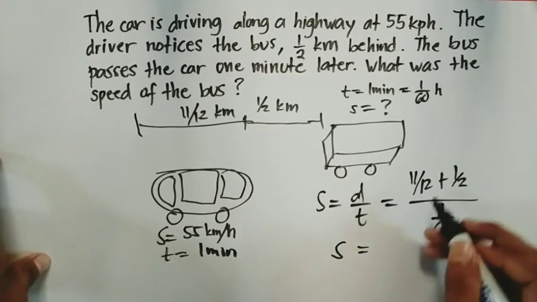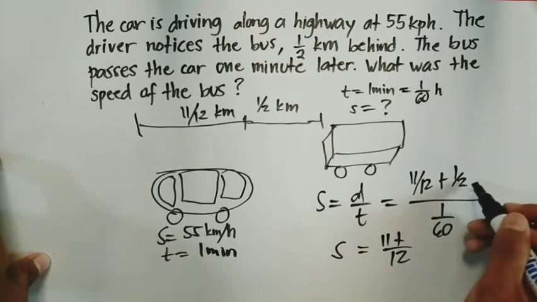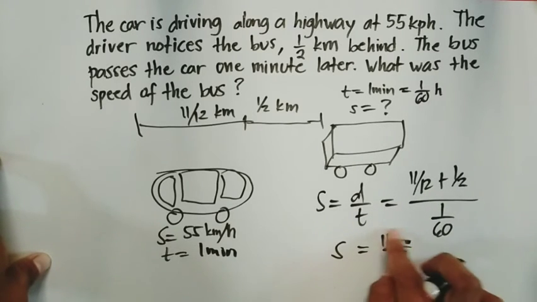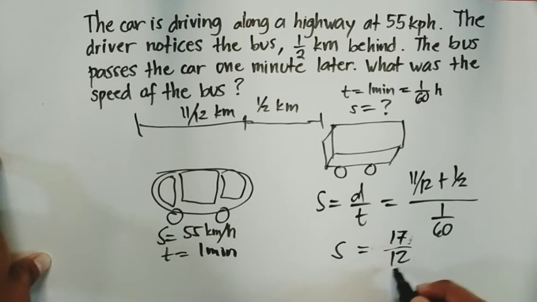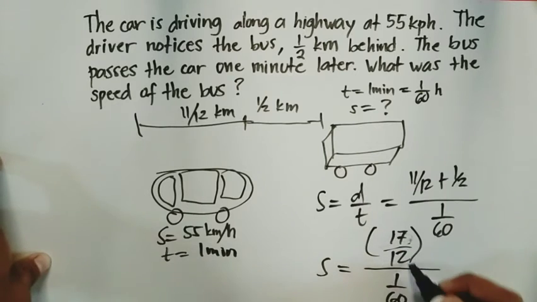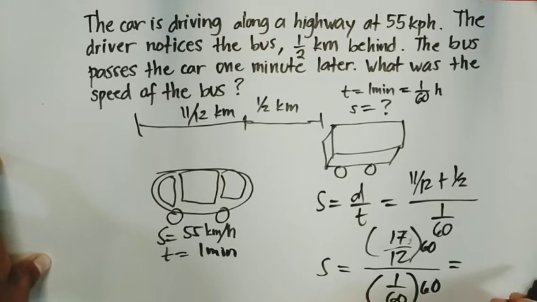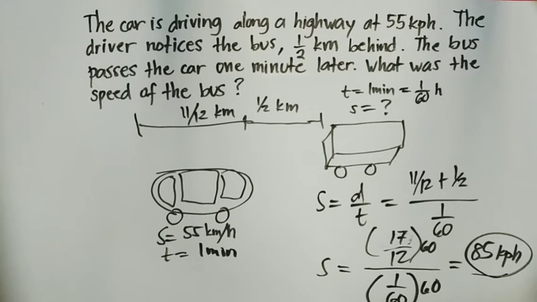So, we have S. Simplify natin sa taas, we have 11 plus magiging 6. So, pwede natin siya isulat as 17/12 over. So, sulat natin yung S. 1/60. Next, pwede natin i-multiply both numerator and denominator by 60. Kasi same lang naman yan. So, eto, cancel, we have 5. So, sa taas is 85. Sa baba is 1 na lang. So, eto na yung sagot. So, kph. Eto na yung speed ng bus.